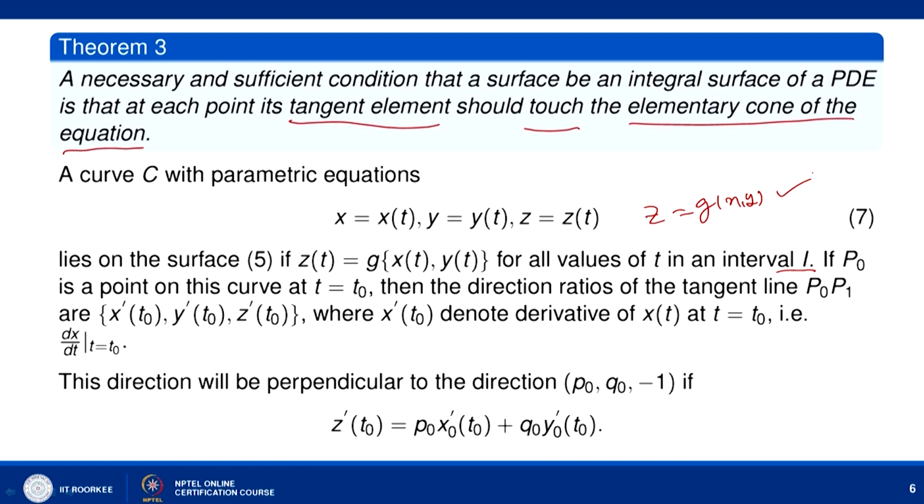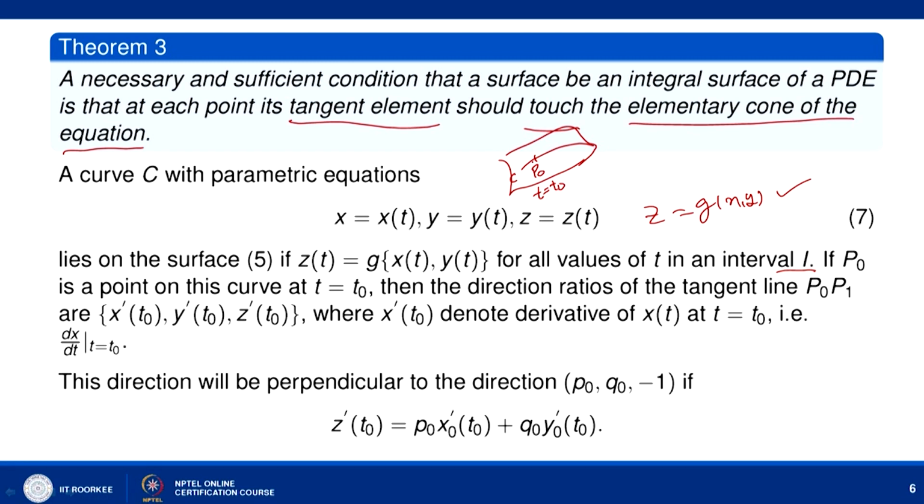Now, if p naught is a point on this curve, so you have a surface kind of thing and you have a curve like this, which we call C. Now, take any point here, let us say this is p naught, and this corresponds to the value of t, say t naught.